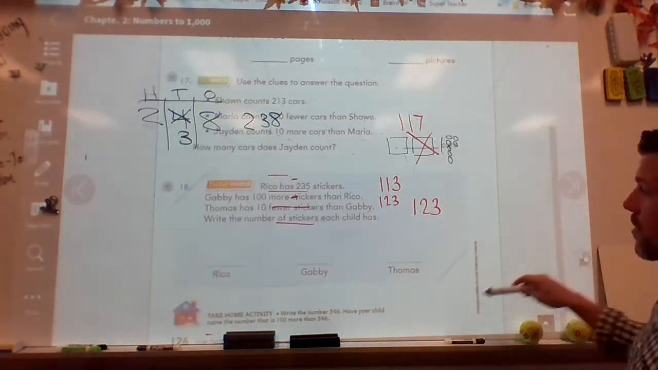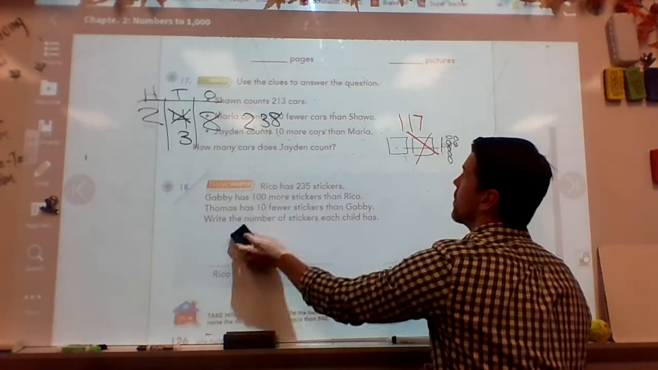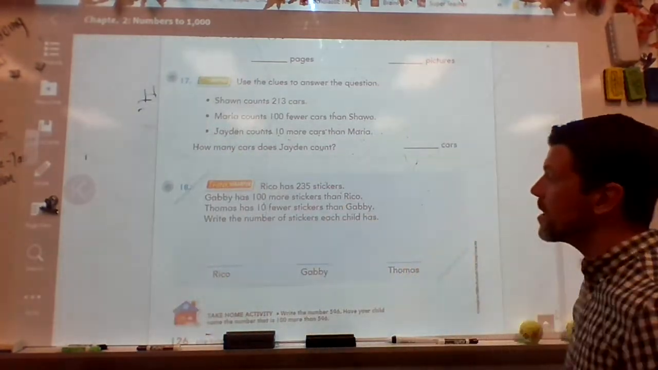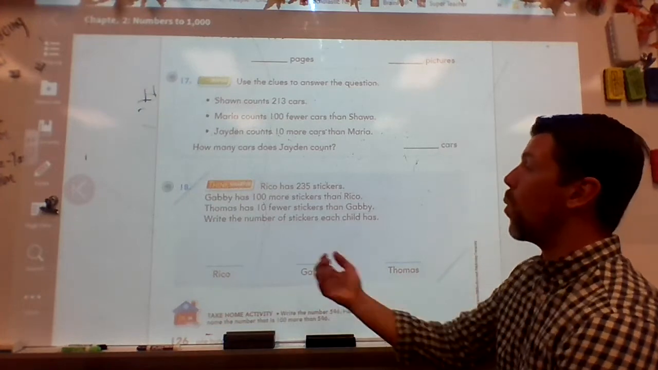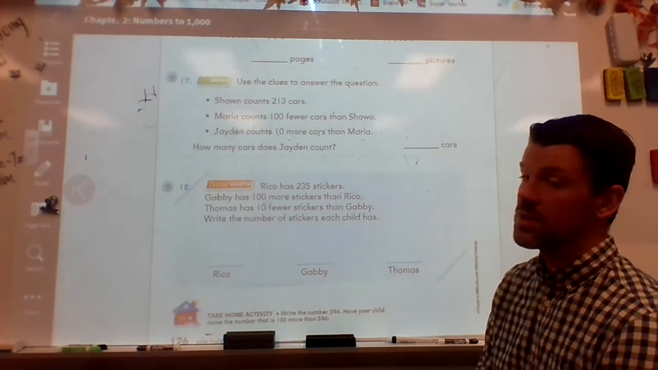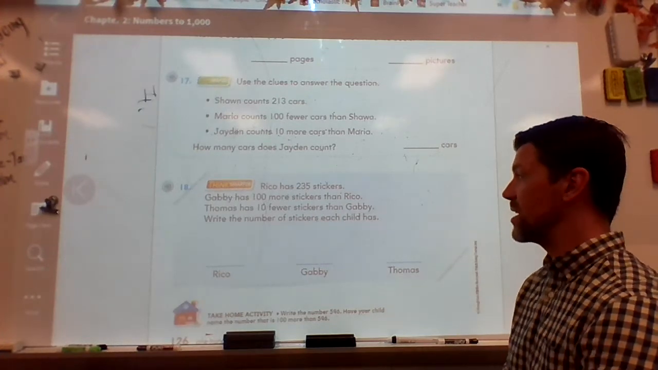All right, let me move our screen down. I might have to do a little bit of erasing because we need to look at Rico. Oh, baby. All right, Rico has 235 stickers. Gabby has 100 more stickers than Rico. Thomas has 10 fewer stickers than Gabby. Write the number of stickers for each child.